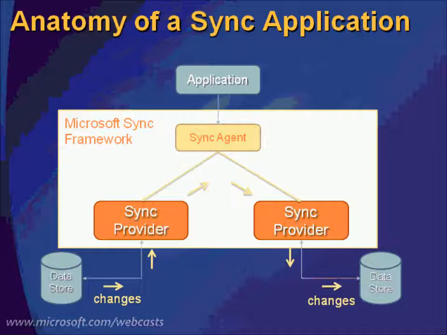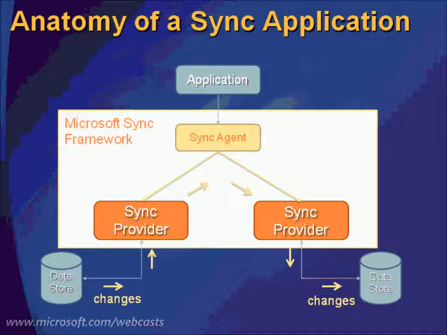So after we call synchronization on the sync agent from the application, the sync agent calls synchronization on the providers and hands them some knowledge. What we mean by knowledge is that it's basically a multi-mastered token. And this token gets handed off, which allows us to do change enumeration, conflict detection, resolution, and such.